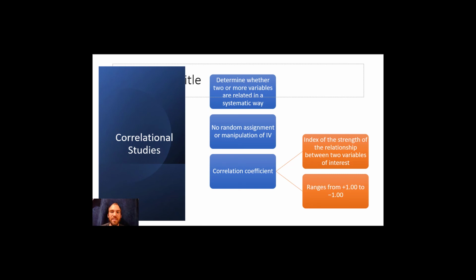So correlational studies determine whether two or more variables are related in a systematic way. There's no random assignment or manipulation of the IV. As I said before, it's not easy. You just can't give someone a drug. I just can't hit somebody with a hurricane and see if being hit with a hurricane is related to giving birth to a child with a low birth weight, for example. Not possible. So the outcome variable of correlational studies, one of the important ones at least, is the correlation coefficient. It's an index of the strength of the relationship between variables of interest. It ranges from +1 to -1.